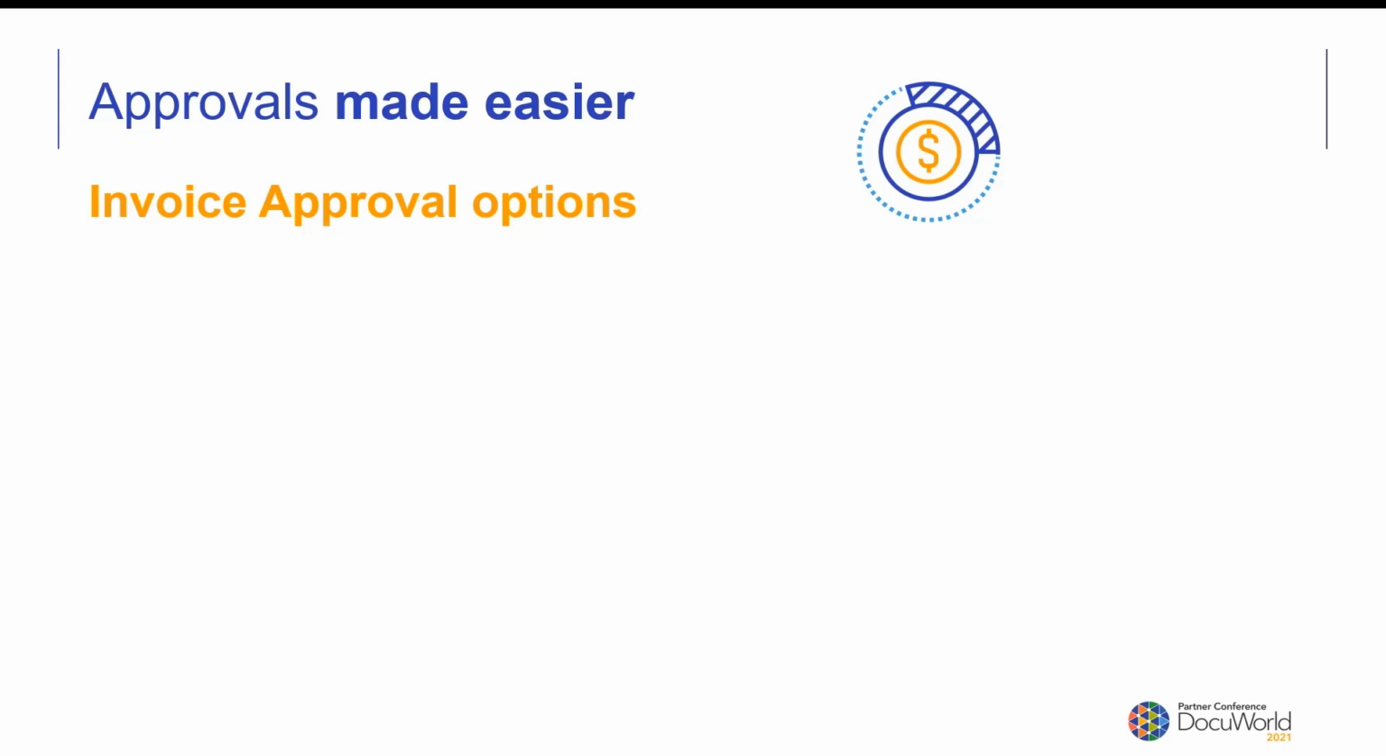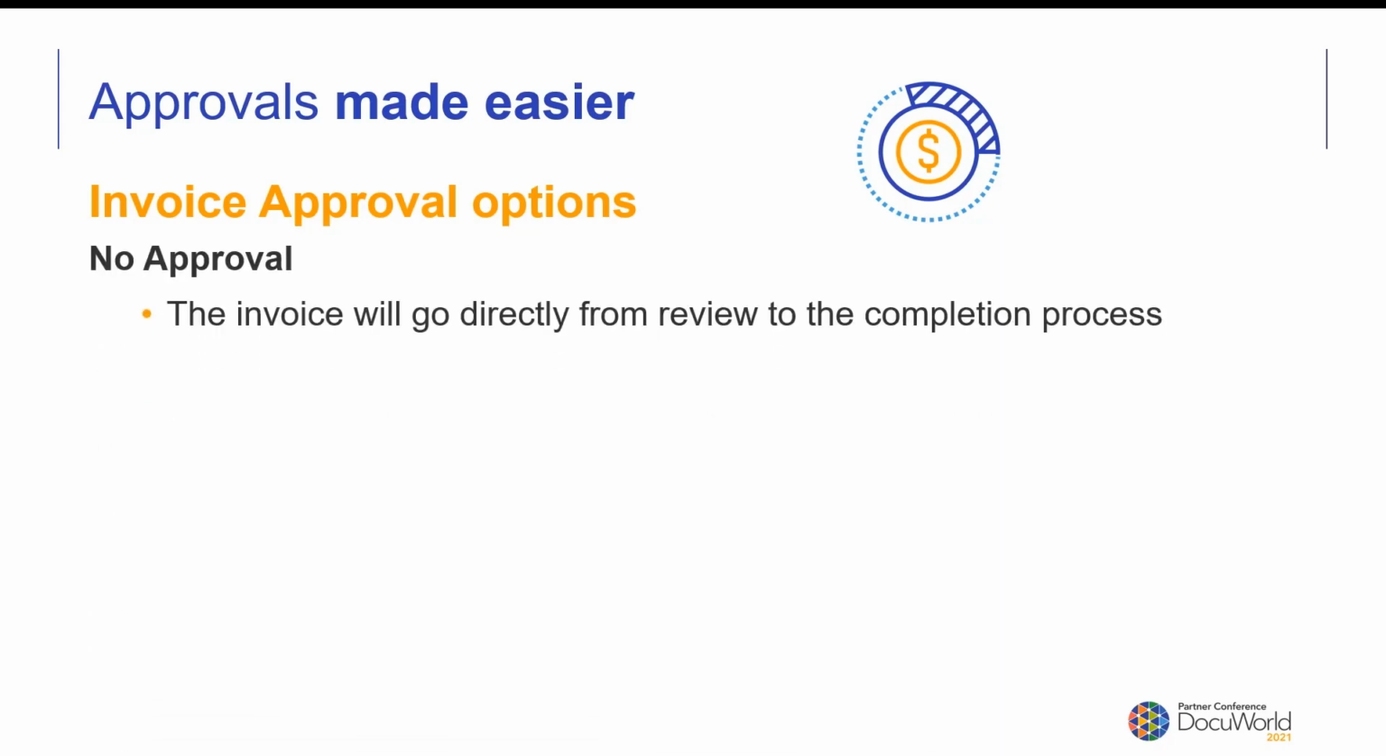Invoice approvals are now made even easier. We offer two approval options. No approval: this is when an invoice will go directly from review to the completion process without any additional approvals. This works well for small organizations where the same person that will validate the invoice is also the person approving the invoice.